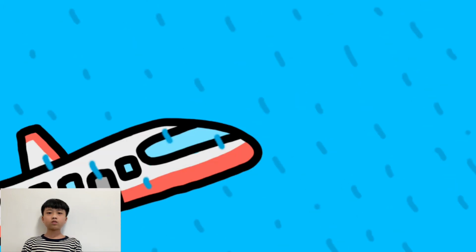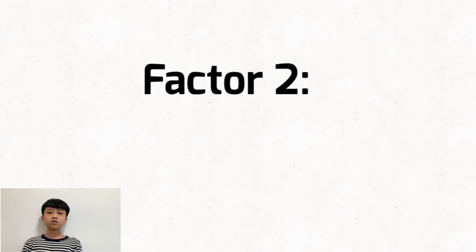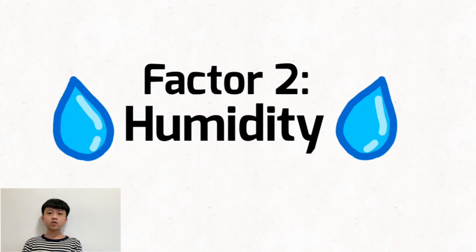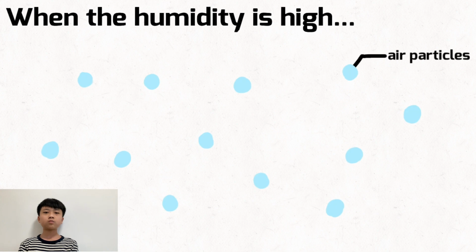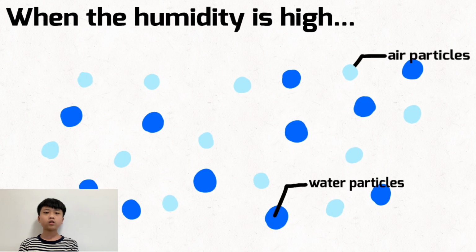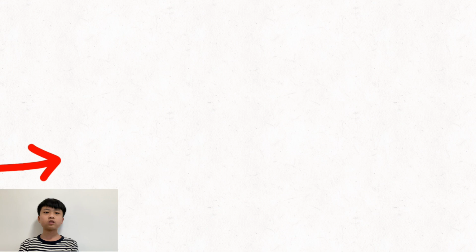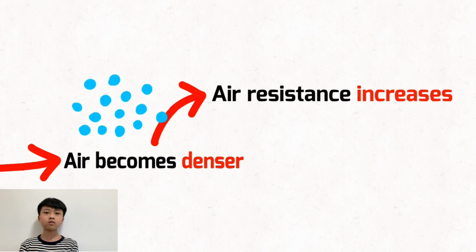Have you ever wondered why airplanes fly differently on humid days and dry days? It turns out humidity can impact air resistance. When the humidity is high, there's more moisture in the air, which can make the air more dense and increase air resistance for the plane.